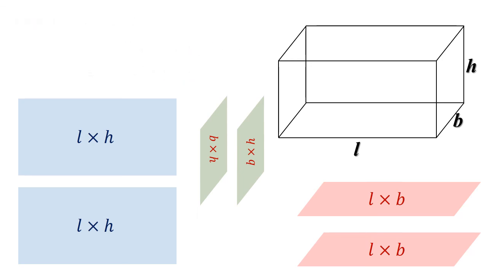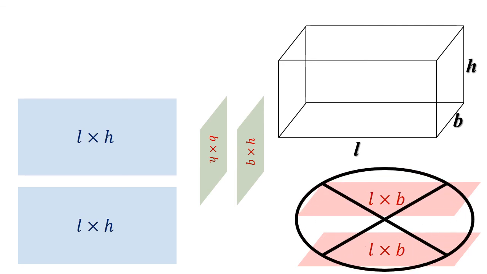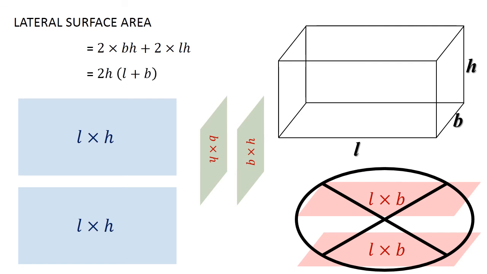Now, suppose I want the lateral surface area of cuboid, or area of 4 walls, then top and bottom, or floor and ceiling, will be cancelled. That is, L into B will be cancelled and the sum of the remaining will give us the lateral surface area of cuboid. That is 2 times B into H plus 2 times L into H. If I remove 2H common, the formula for lateral surface area will be 2H into (L plus B).